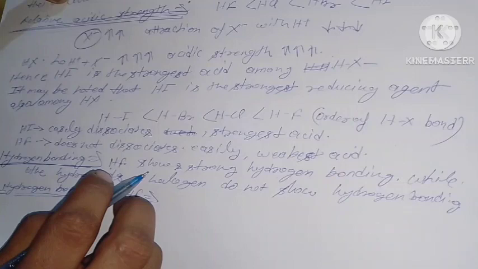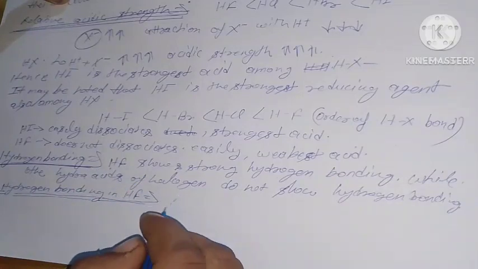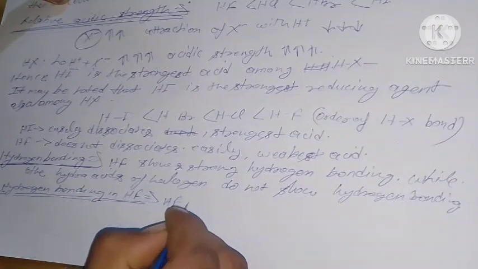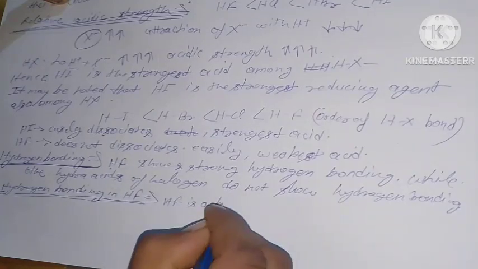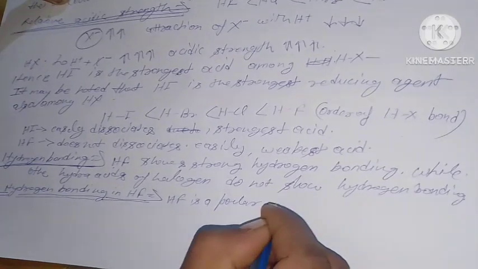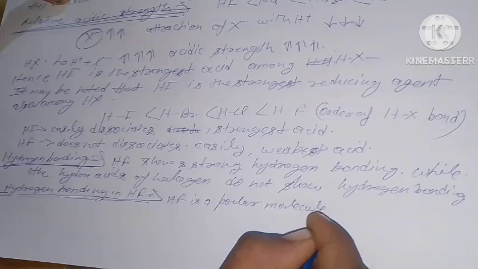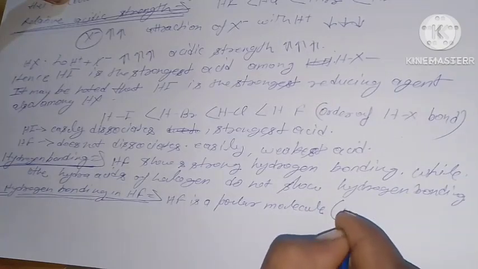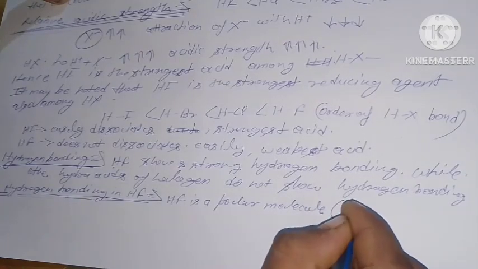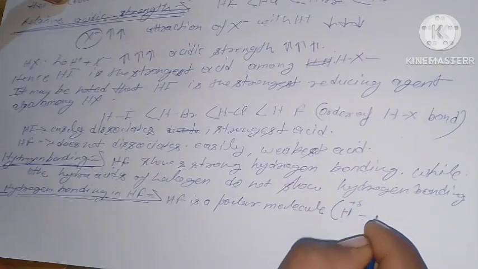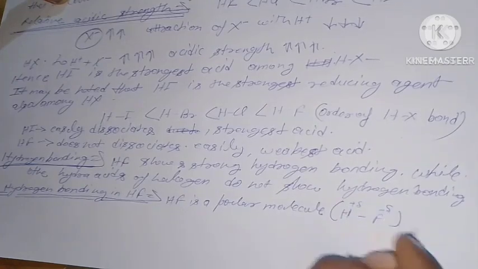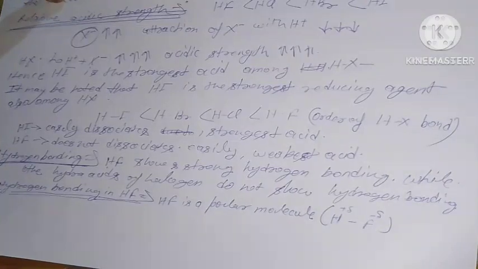Hydrogen fluoride is a polar molecule. HF is a polar molecule, okay? H delta positive, fluorine delta negative, okay?